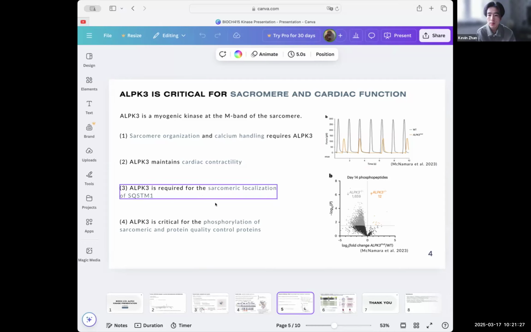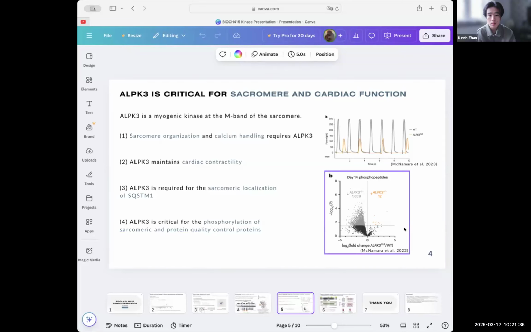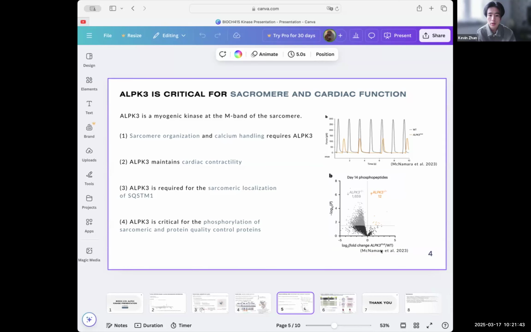ALPK3 is required for the sarcomeric localization of SQSTM1, and it's critical for the phosphorylation of sarcomeric and protein quality control proteins. And we can see this in this volcano plot over here, where ALPK3 loss of function mice have significantly decreased levels of phosphopeptides compared to their wild-type counterparts.